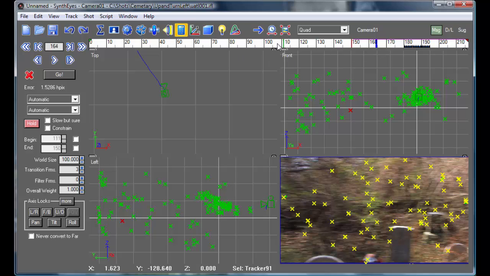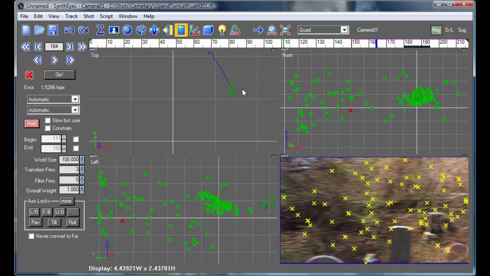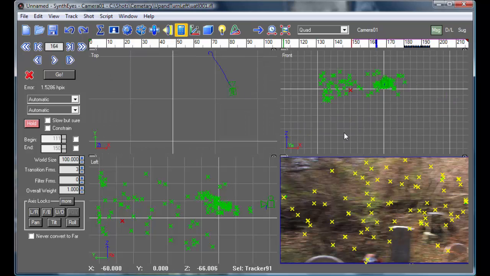So that's kind of what the hold mode is about, handling these complicated sorts of shots and still getting something useful out of them.